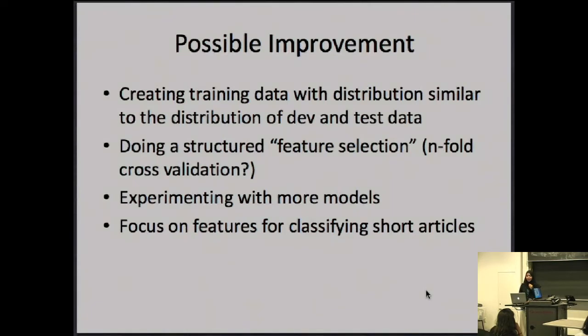We thought, as a way of improving the accuracy of the classifier, to do training set balancing, but we didn't have time to do that. And now that we heard that it gives 95% or more accuracy, we're not sure if that was leading to some overfitting. We thought about doing a structured feature selection. We didn't do that, but we tried different combinations of features and not every possible pair of features. We thought about experimenting with more models. We have the intuition that some features would work best with a linear classifier and others would work best with other types of classifier, and to focus on features for classifying the short articles.